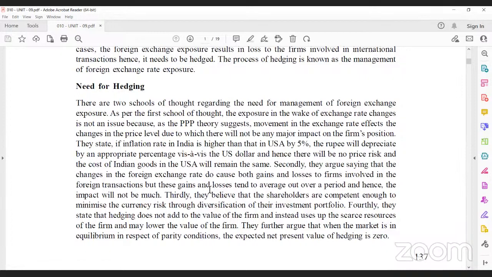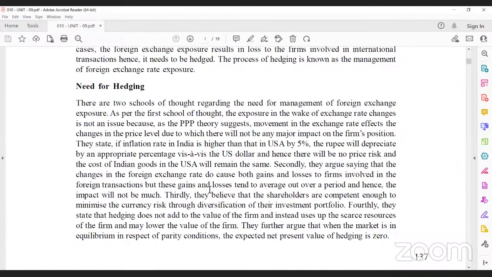So firstly, the school of thought on exposure in the wake of exchange rate. As per the PPP theory, due to the changes in the price level, there will be major impact on the firm's positions. Suppose the inflation rate in India is higher than that in the USA, there will be price risk, and the cost of Indian goods in the USA will remain the same. So this is one thought.